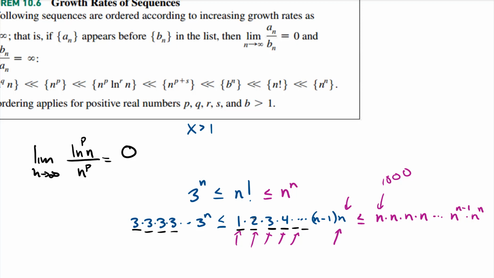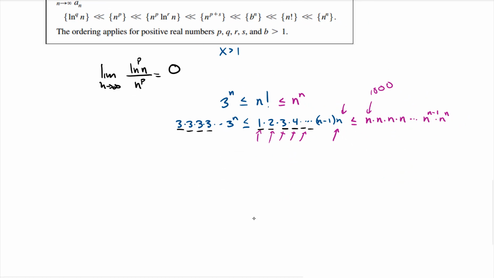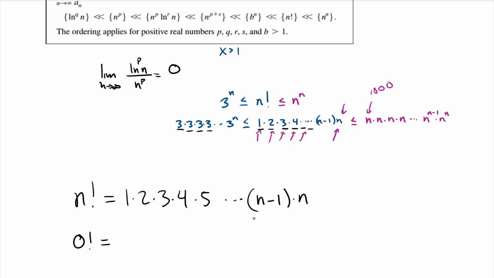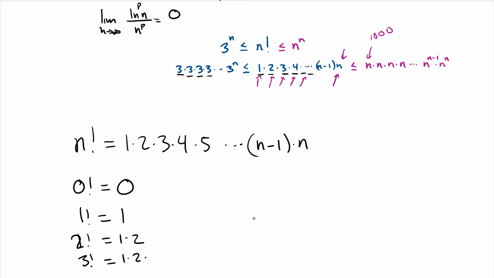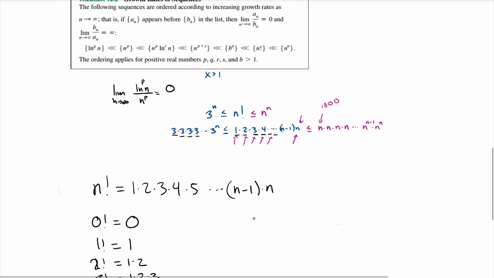It grows faster than n factorial, but oh my goodness, are we going to see a lot of n factorials. So I'm just going to do one last piece because we're going to see them again. n factorial is 1 times 2 times 3 times 4 times 5 times n minus 1 times n. That is the definition. 0 factorial is by definition 1. 1 factorial is 1. 2 factorial is 1 times 2, 3 factorial is 1 times 2 times 3, and I'm pretty sure you got it from there.